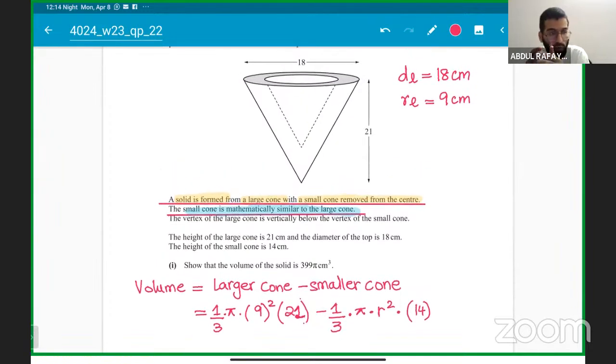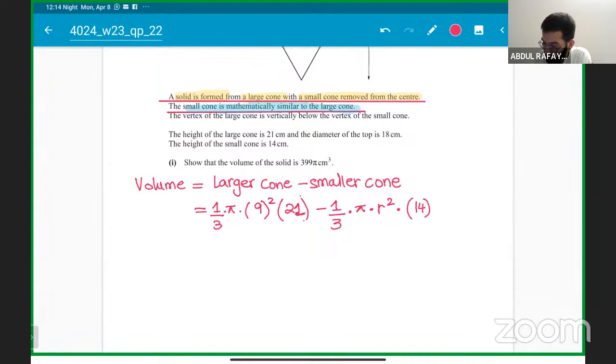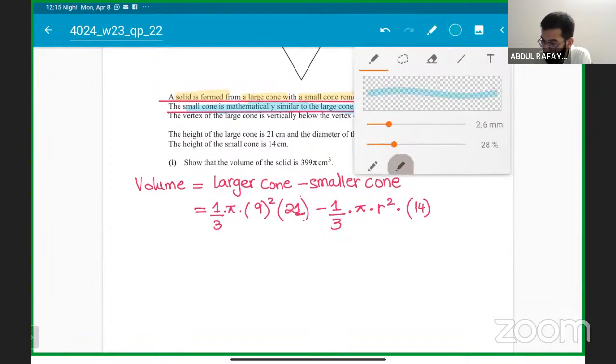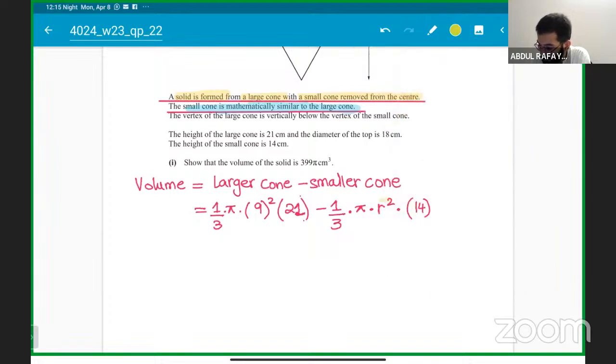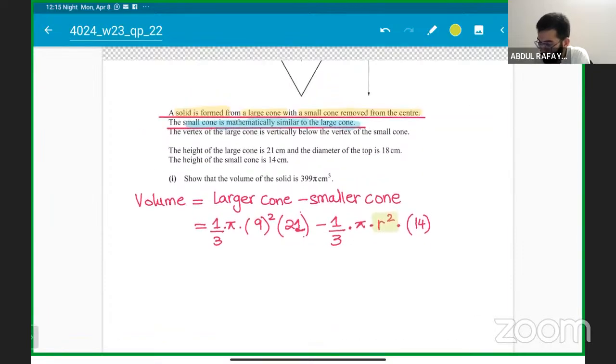Let me repeat the point, students: we have the height of the smaller cone available, it is written here, but the radius has not been given. So in order to prove this answer, that 399 pi will come, the first thing is that you will have to find out the radius square for the smaller cone. Okay, so let's try to work it out.